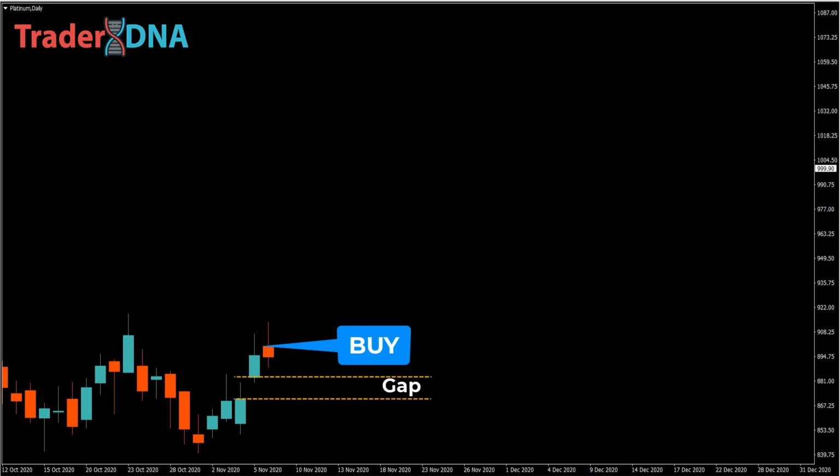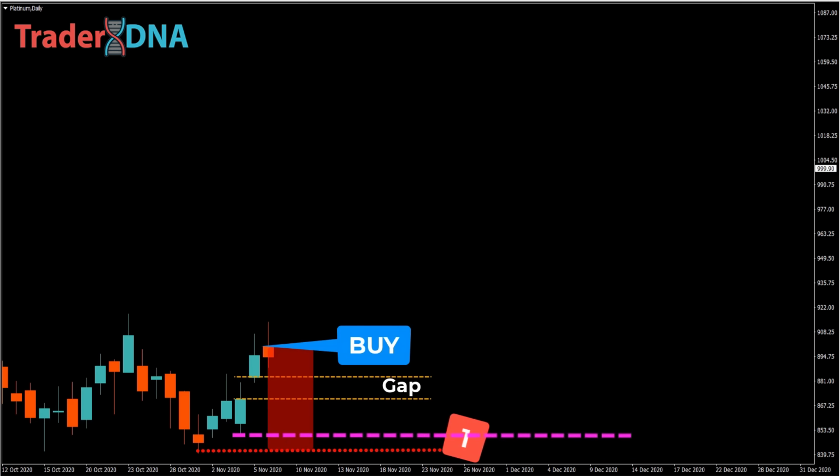Now, where should you place your stop loss? There are two solid options and each has its own advantage. One, conservative stop loss. Place it at the nearest swing low. This gives your trade more room to breathe, reducing the risk of getting stopped out too early. But remember, a wider stop equals a smaller risk-reward ratio.